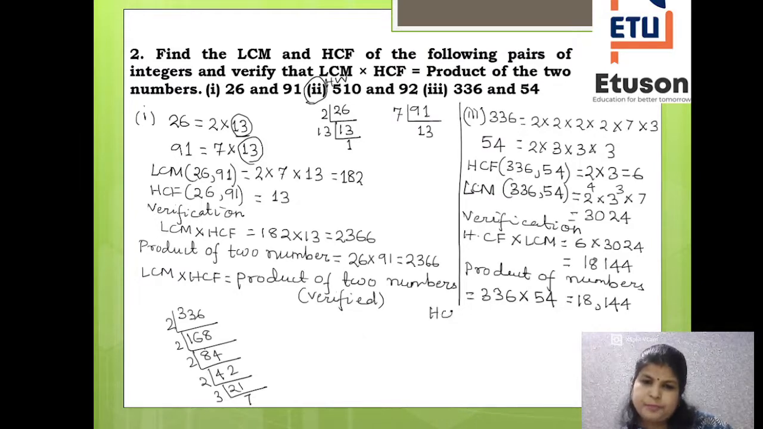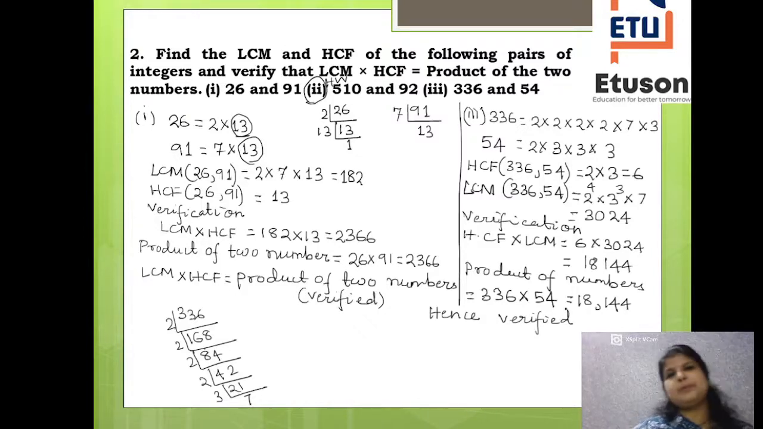Hence verified. You can just repeat whatever I have written as the last statement over here. So hence LCM into HCF is equal to the product of two numbers, as both of them are equal to one another. Correct. So with this, in question number 2 I have discussed bit 1 and bit 3, and bit 2 is homework for you. You are going to do this without fail.